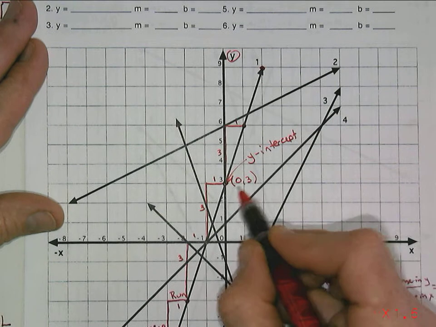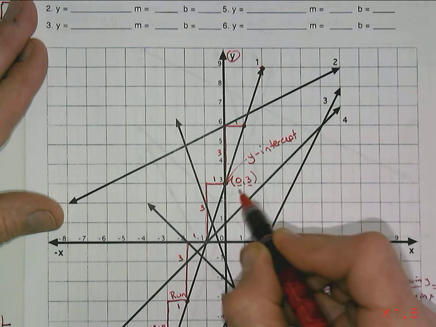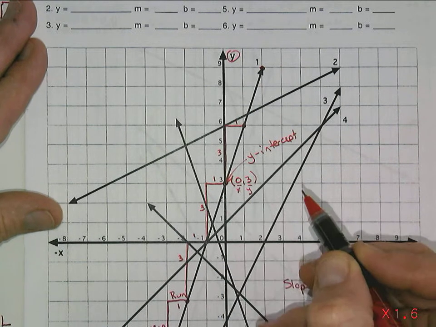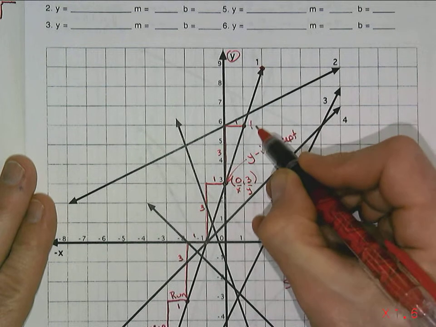And we have a coordinate, 0, 3. x is 0, y is 3. This is an x, and this is a y coordinate that's on this line. There's a whole bunch of other coordinates on this line, like 1 and 6.